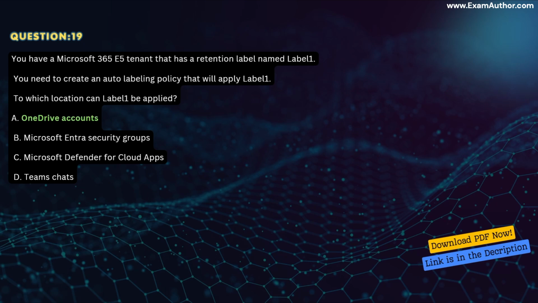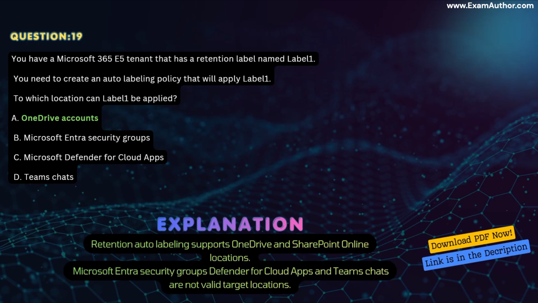OneDrive accounts. Explanation. Retention auto-labeling supports OneDrive and SharePoint Online locations. Microsoft Entra security groups, Defender for Cloud Apps, and Teams chats are not valid target locations.